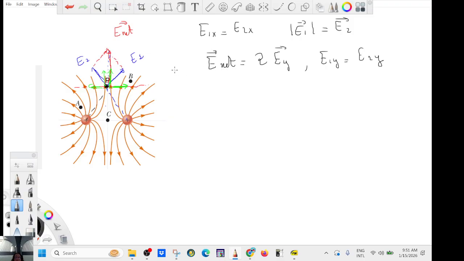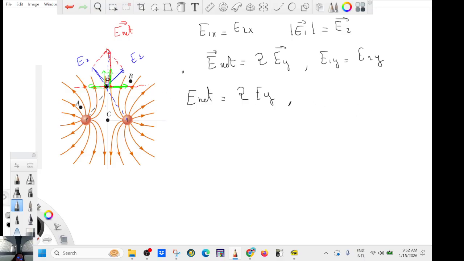Okay, so now I'm going to focus on the magnitude. This is the magnitude. That's going to be twice the y component. It's easy. I told you to review. Okay, so do it. Don't wait for me. So the y component.